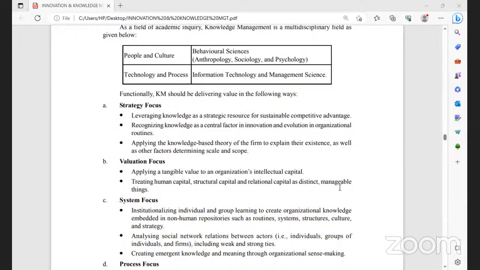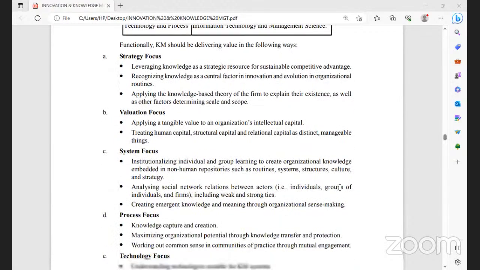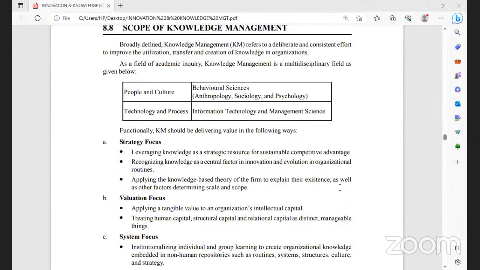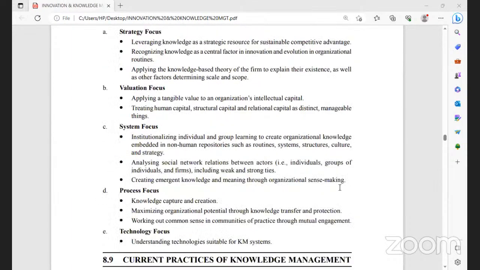It makes it useful for taking proper decisions in a business environment. Next are strategy focus, valuation focus, system focus, process focus, and technology focus. These are all scopes of knowledge management related to various aspects.